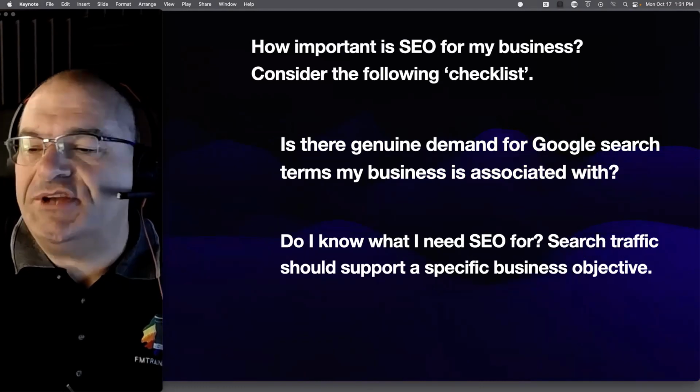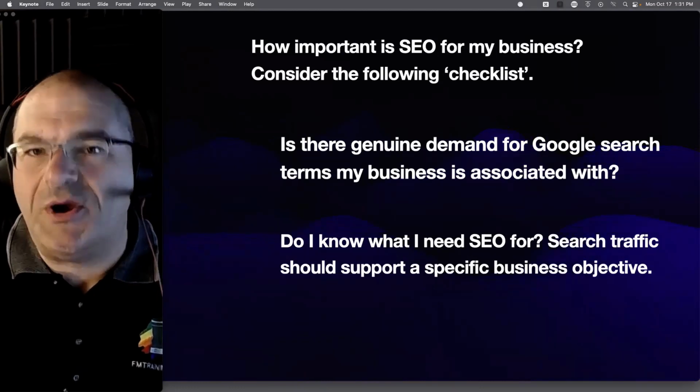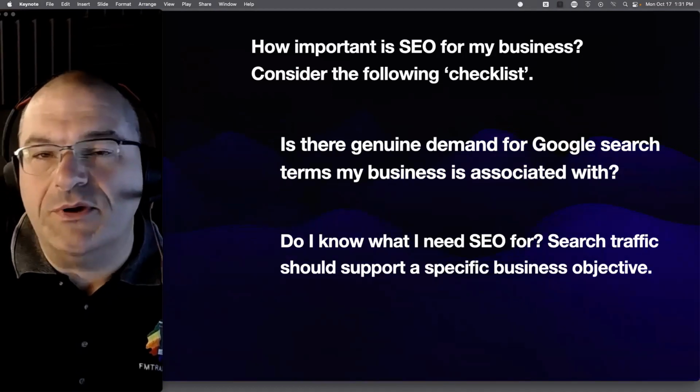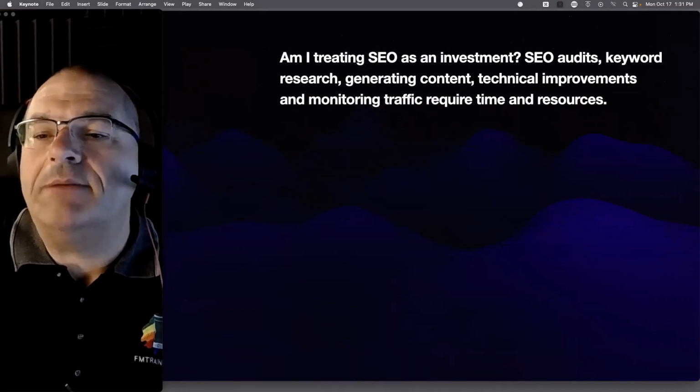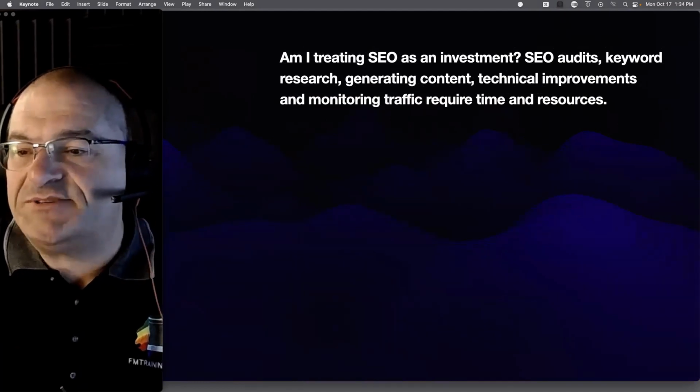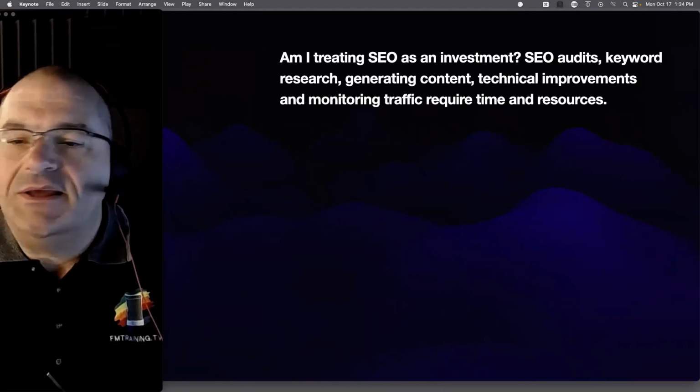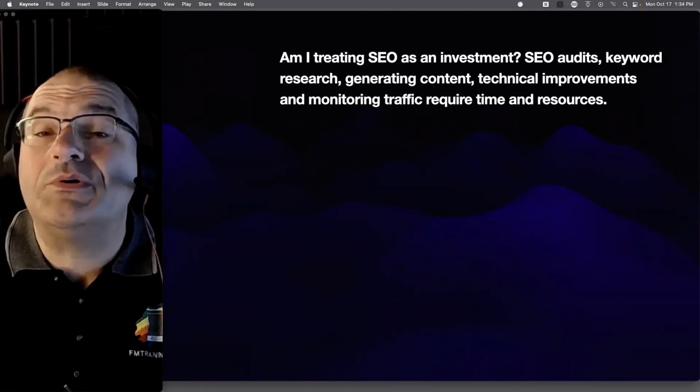What do I need the SEO for? Is there a specific business objective? You're trying to drive people to your website. You're trying to get them to contact you, reach out, some sort of business thing. Am I treating SEO as investment? SEO audits, keyword search, generating content, technical improvements. These are all things that take time and money. It's not a one-person job.